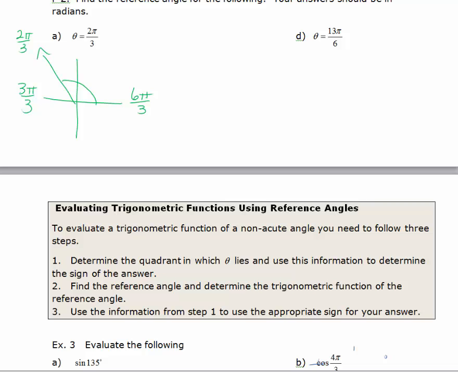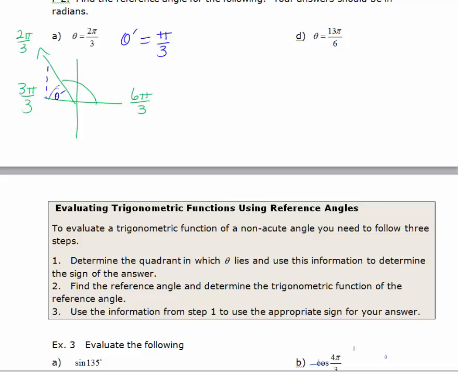If I went all the way to pi, that would be 3 pi over 3, and so my reference angle, theta prime, is going to be this little angle in here, this acute angle, and so the reference angle would be just pi over 3, 1 pi over 3.